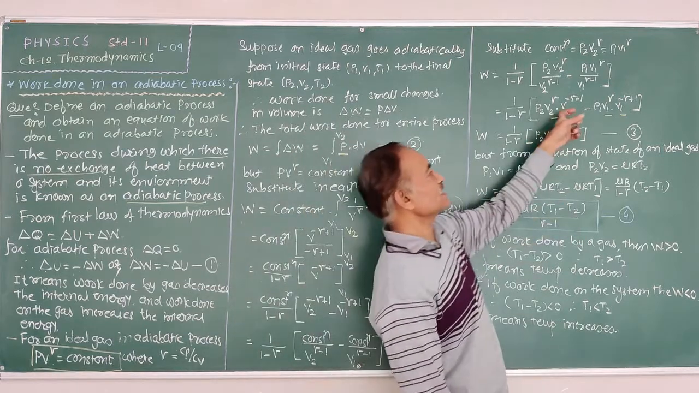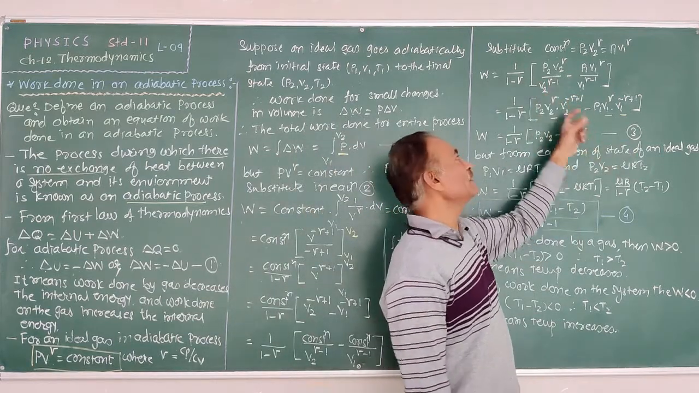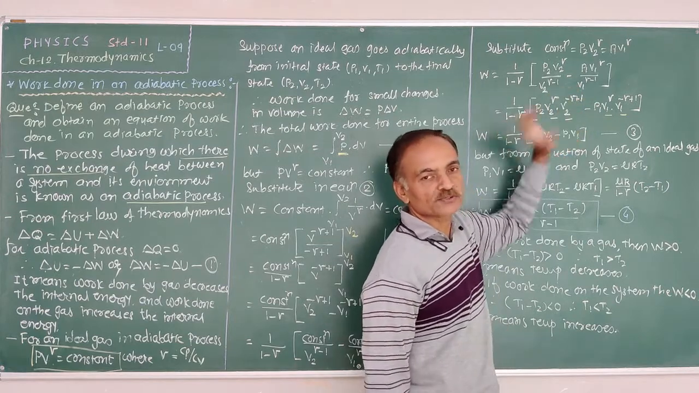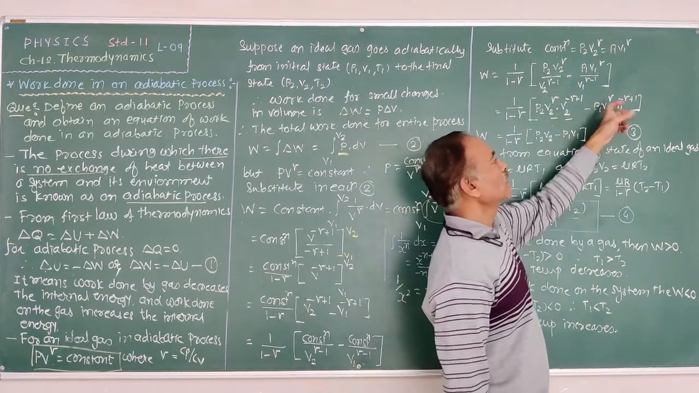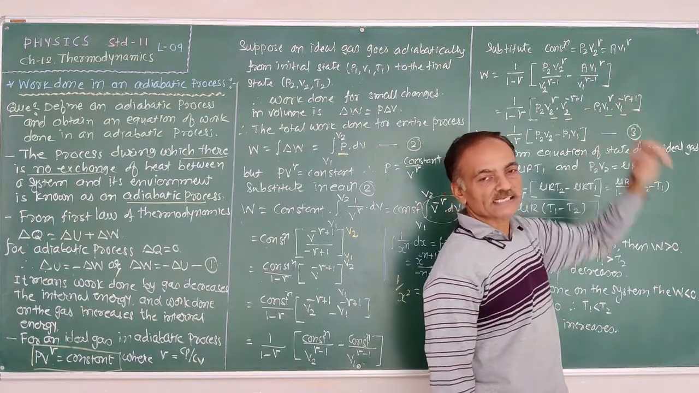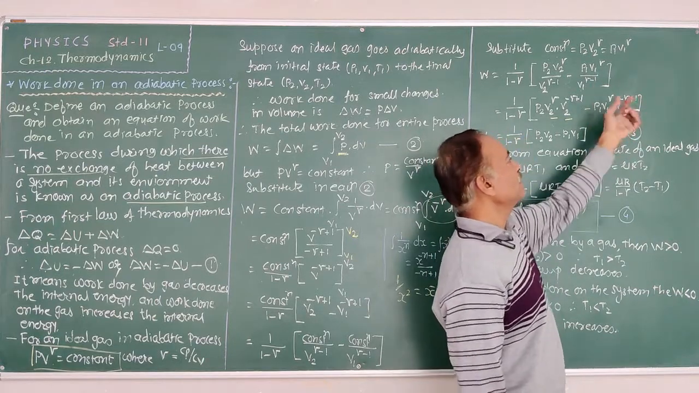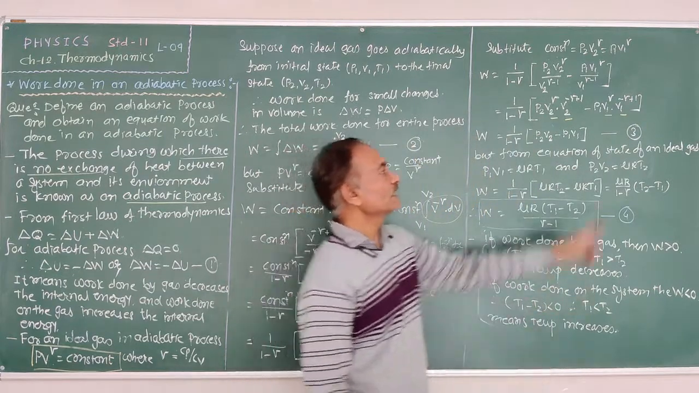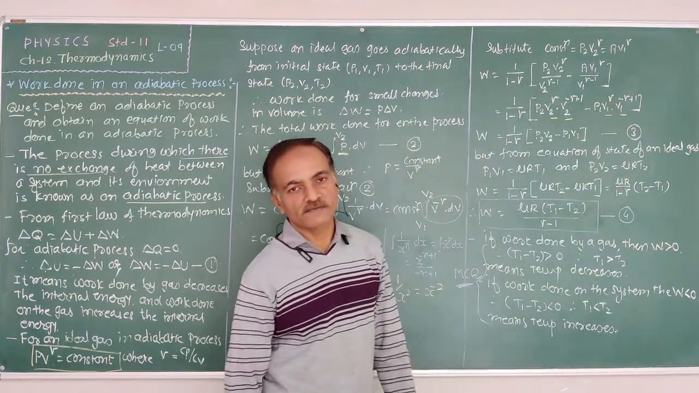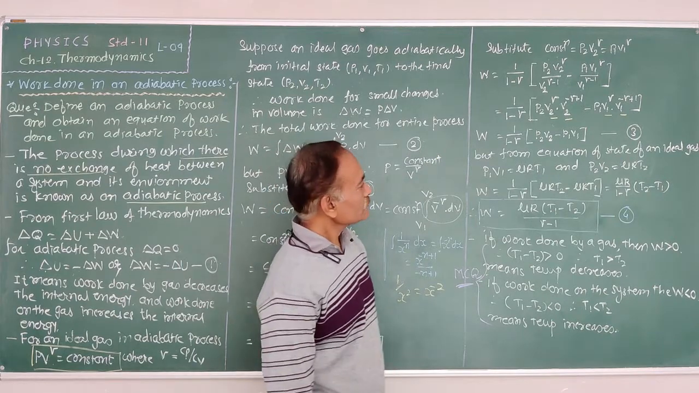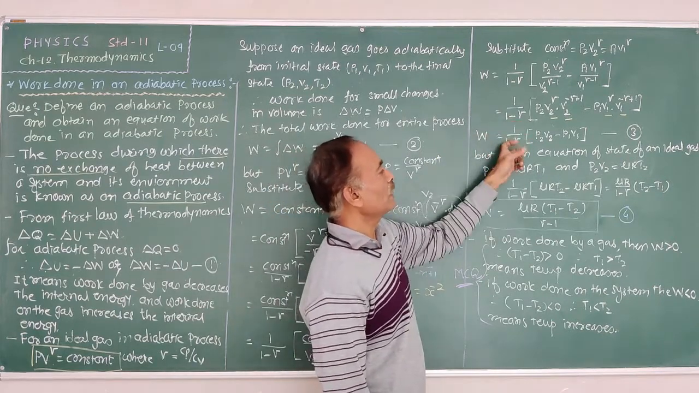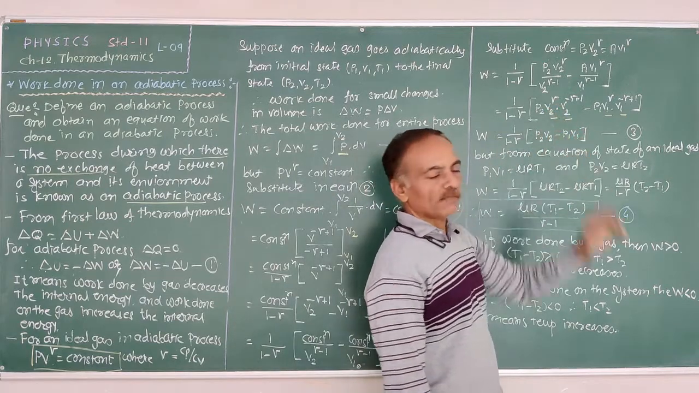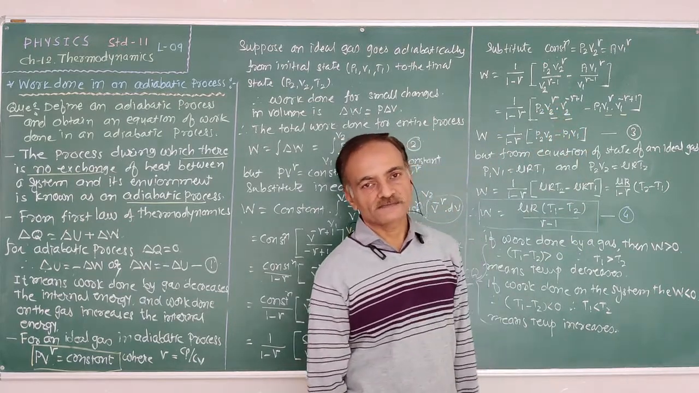Here the bases are the same, therefore we add the powers: gamma minus gamma plus 1. Gamma and gamma cancel, leaving only V2^1. Here also V1^gamma and V1^(-gamma+1), the bases are the same, therefore we add the powers: gamma minus gamma plus 1, gamma and gamma cancel, leaving only V1. Therefore, W is equal to 1 upon 1 minus gamma, the remaining being P2 V2 minus P1 V1.